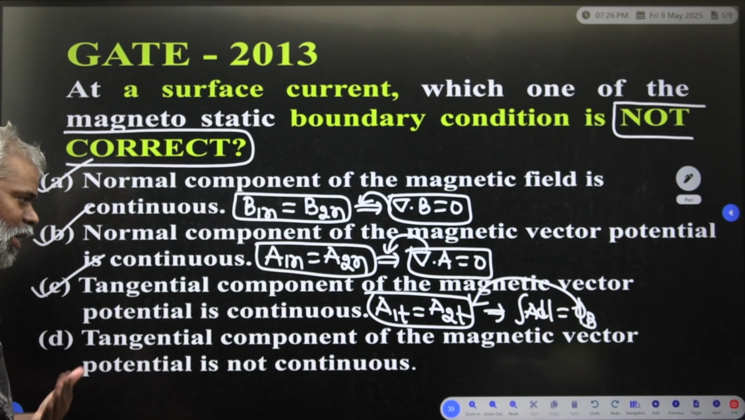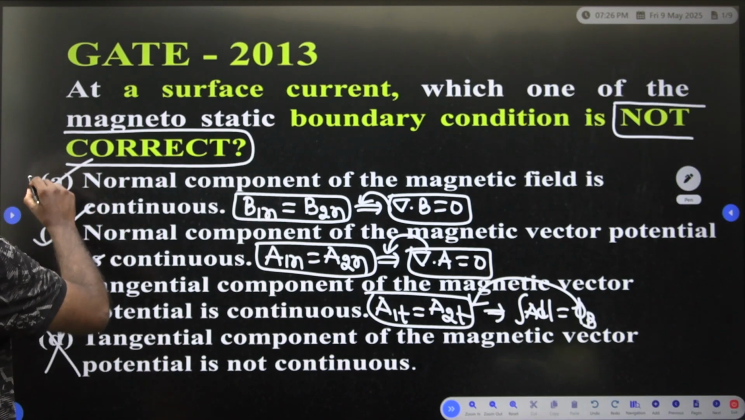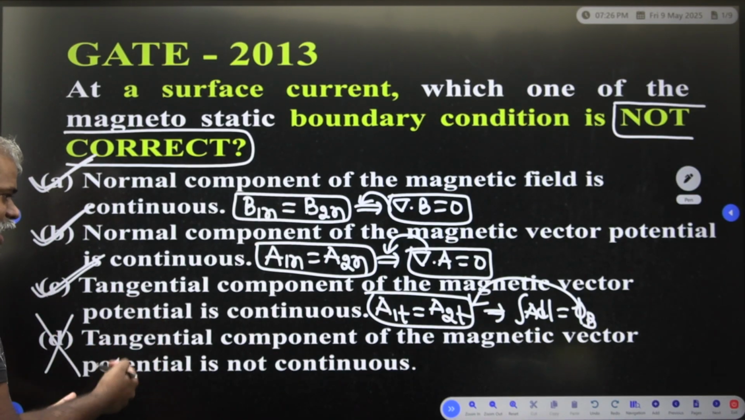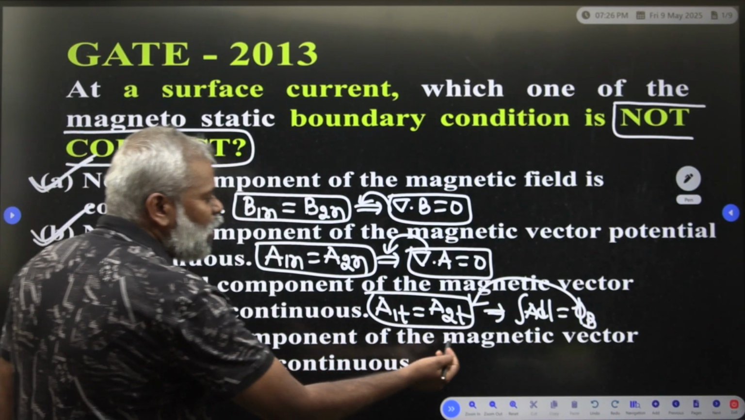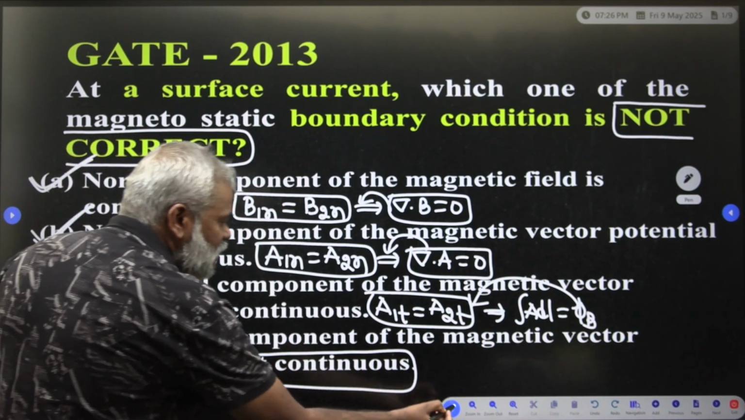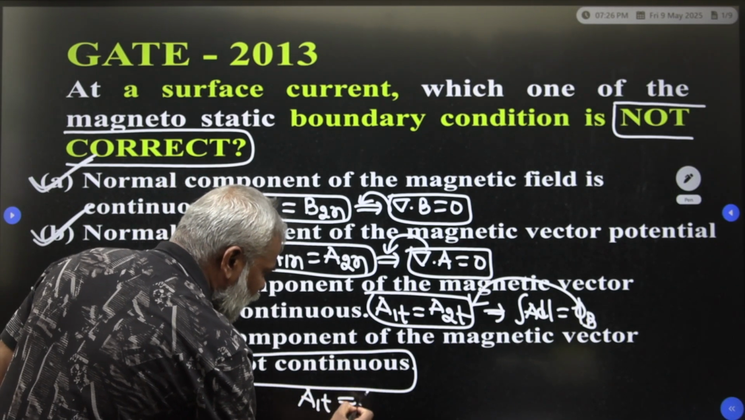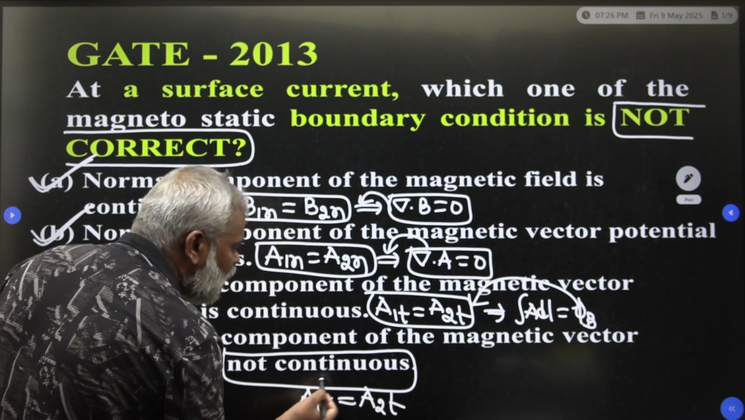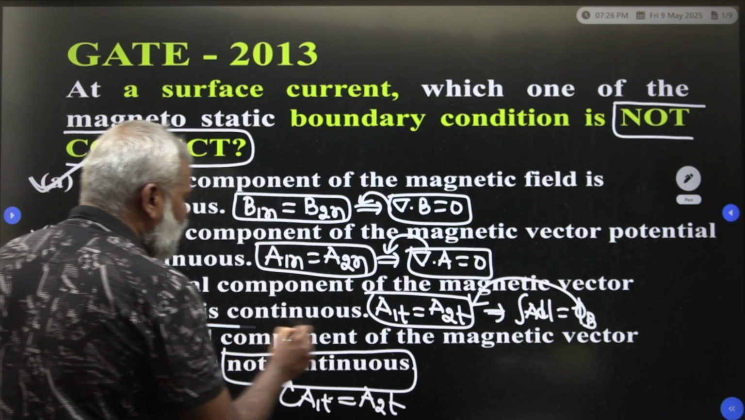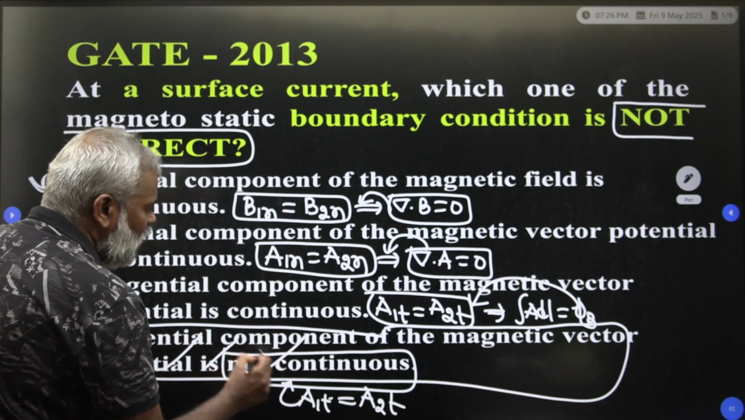Option C is also correct. Now you have to see the obviously not correct one. These three are correct: A correct, B correct, C correct. The not correct one is D only. So that D you have to see: the tangential component of the magnetic vector potential is not continuous. The tangential component of the magnetic vector potential is continuous, but they are giving the condition as not continuous. So that's why option D is the wrong option.